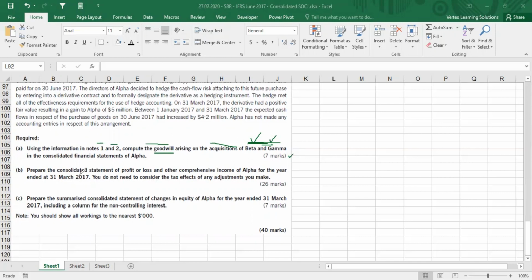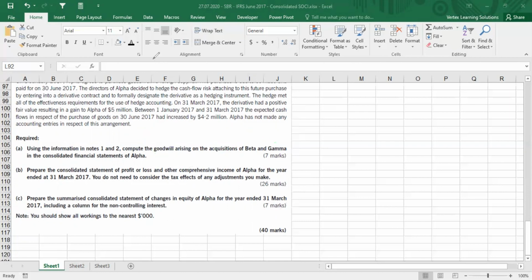Then prepare the consolidated statement of profit or loss and other comprehensive income of Alpha for the year ended 31st March 2017. You do not need to consider the tax effect of any adjustments you make. That's very interesting. It will make your life easy because you don't have to make deferred tax adjustments. This is for 26 marks. And then prepare the summarized consolidated statement of changes in equity. Changes in equity, this is for 7 marks.